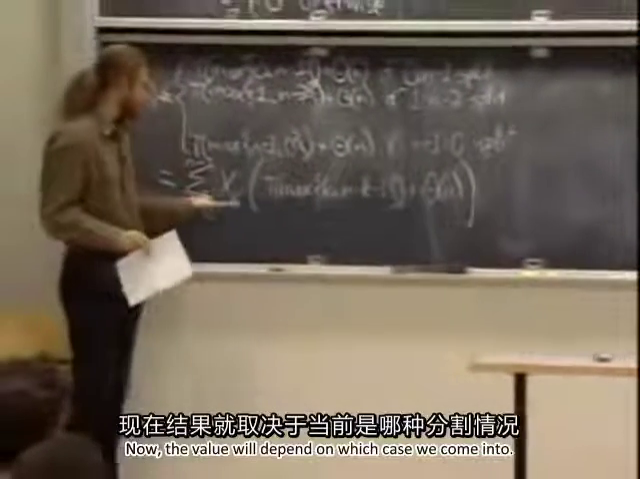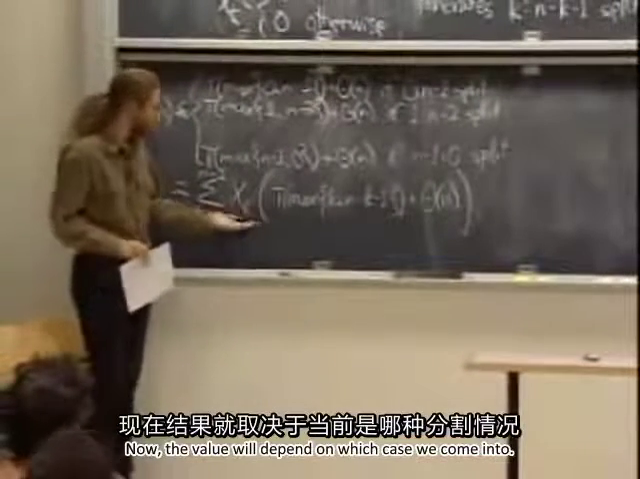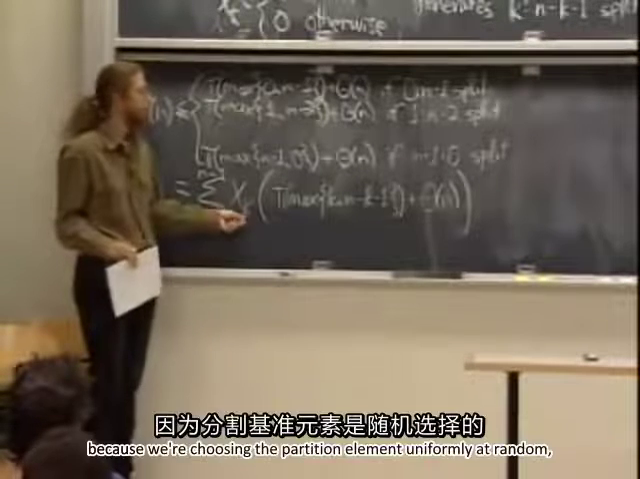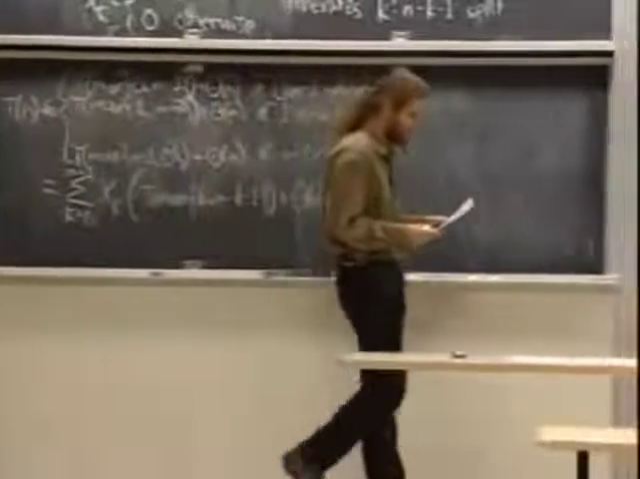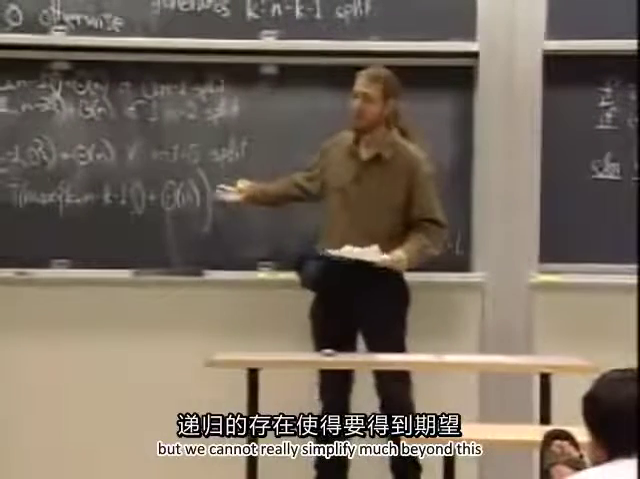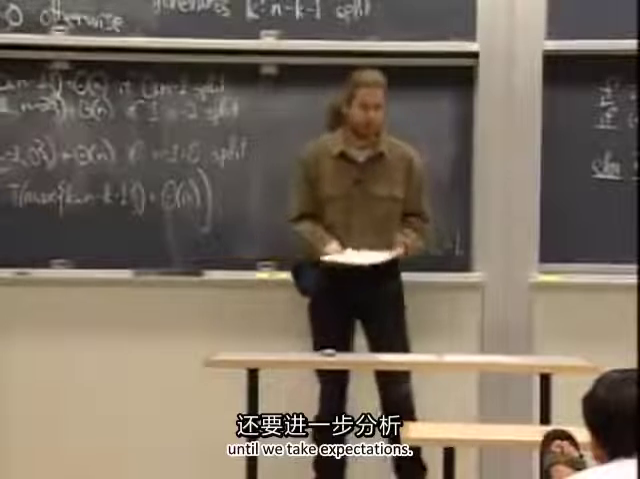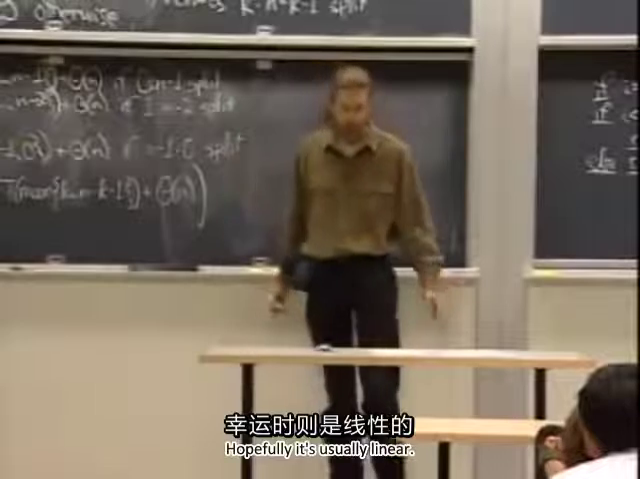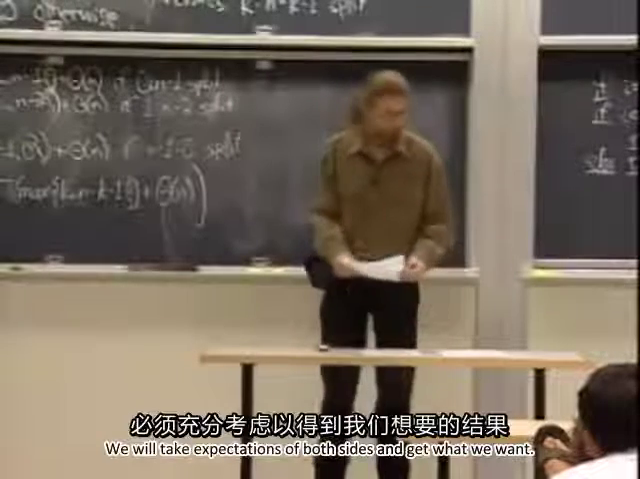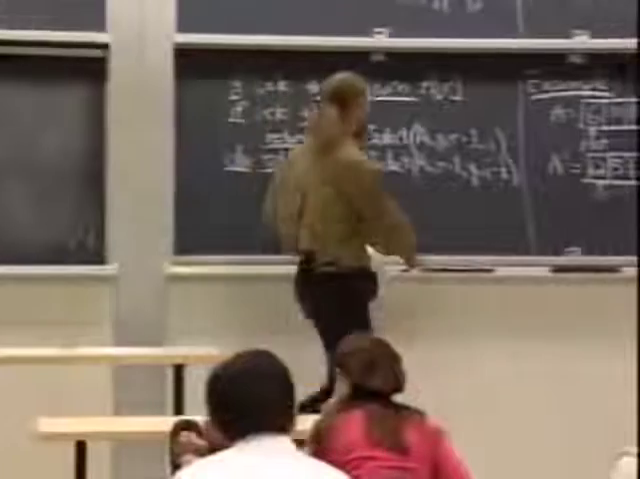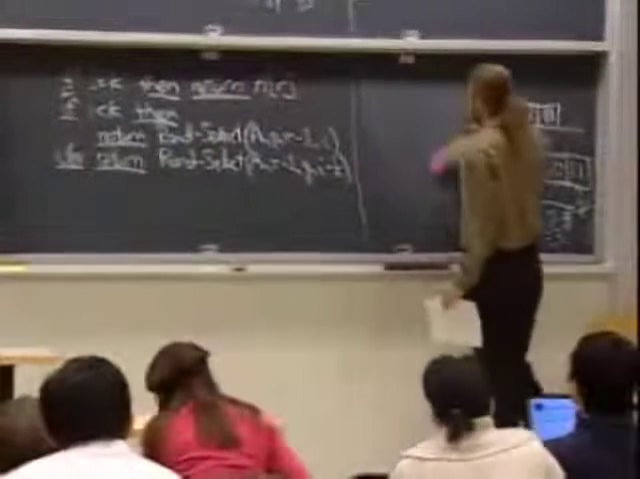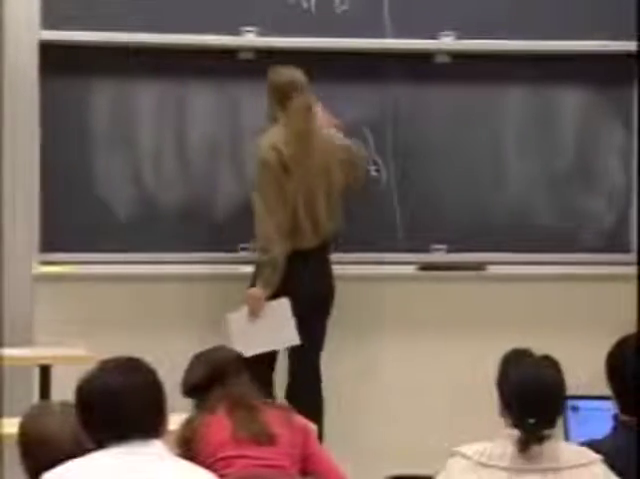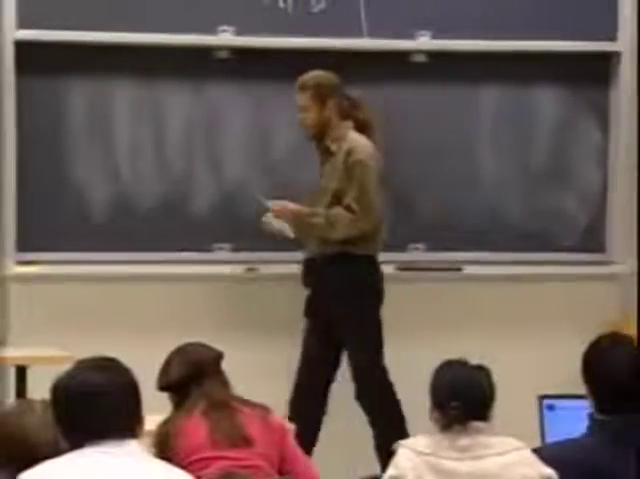Now the value will depend on which case we come into. We know the probability of each of these events happening is the same because we're choosing the partition element uniformly at random. But we can't really simplify much beyond this until we take expectations. We know this random variable could be as big as n squared. Hopefully it's usually linear. We'll take expectations of both sides and get what we want. Okay.